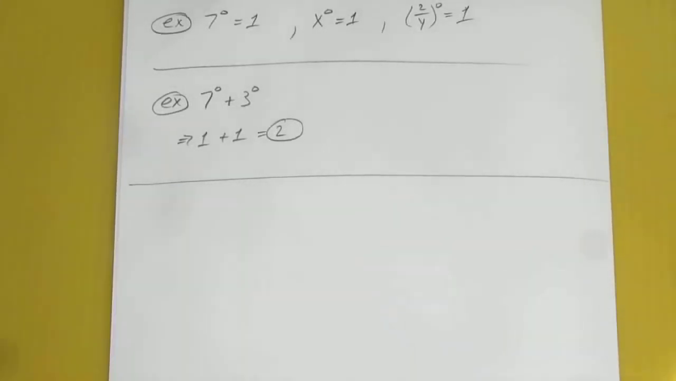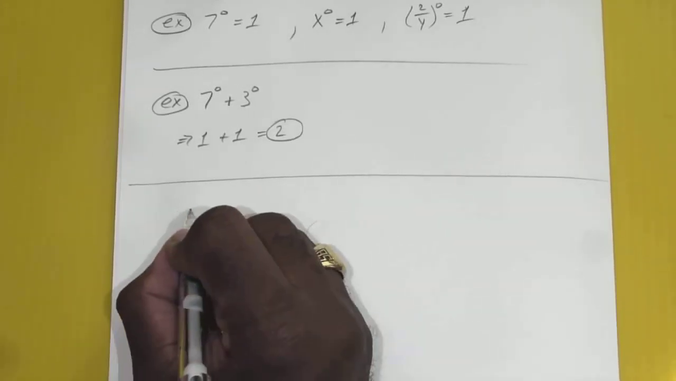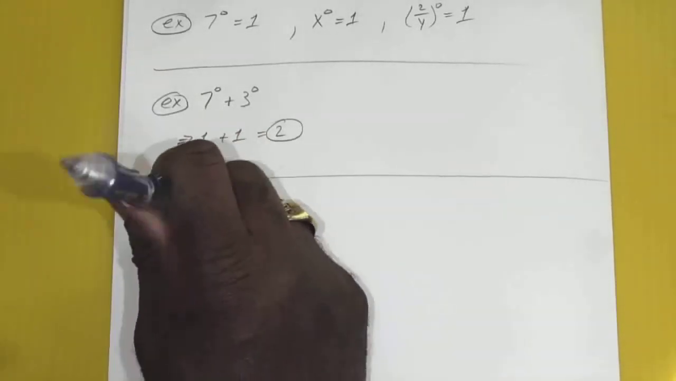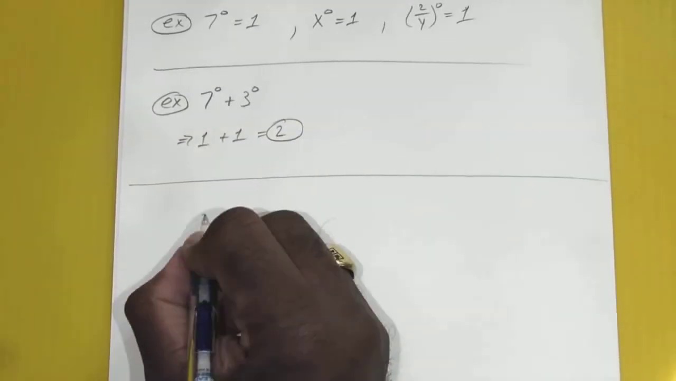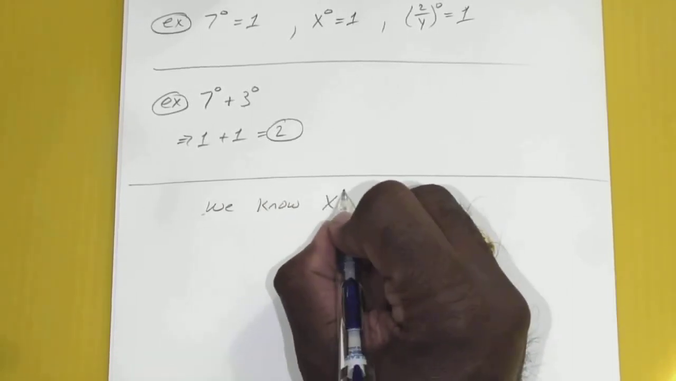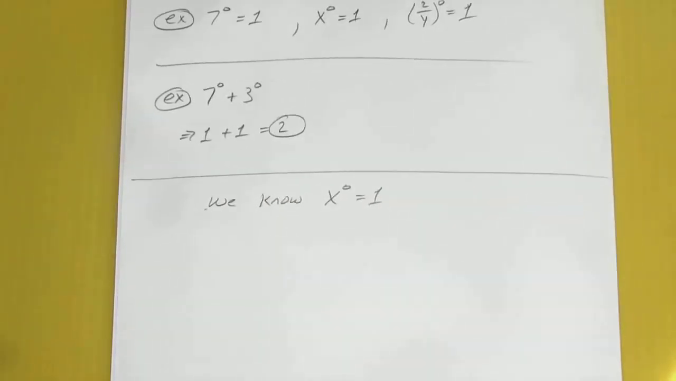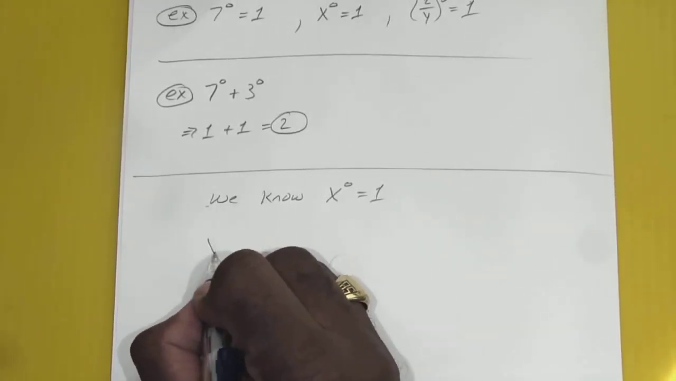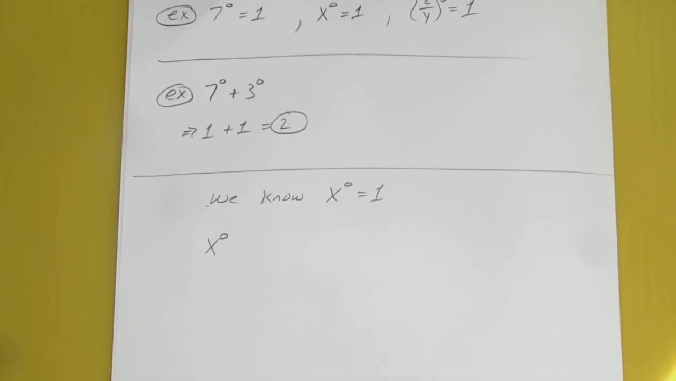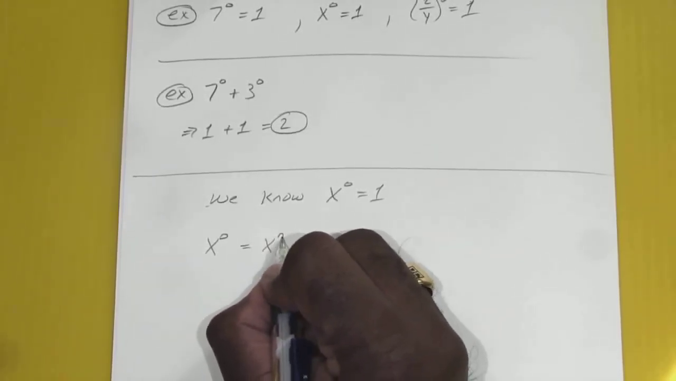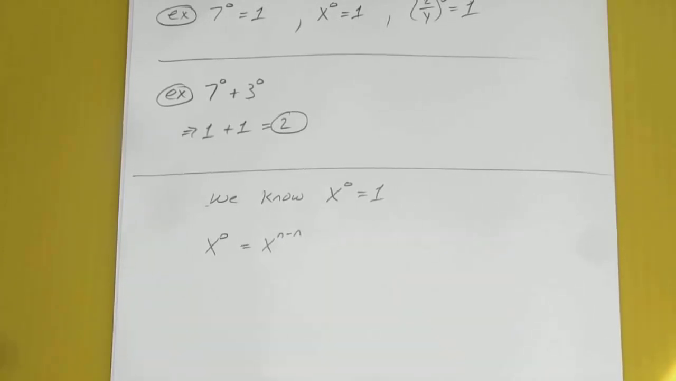Oh, no problem. If we want to put it in general form, let's say we know that x to the power of 0 equals 1, or rather we want to prove it. So let's say instead of x to the power of 0, we make that x to the power of n minus n. Anything minus itself is always going to be 0.